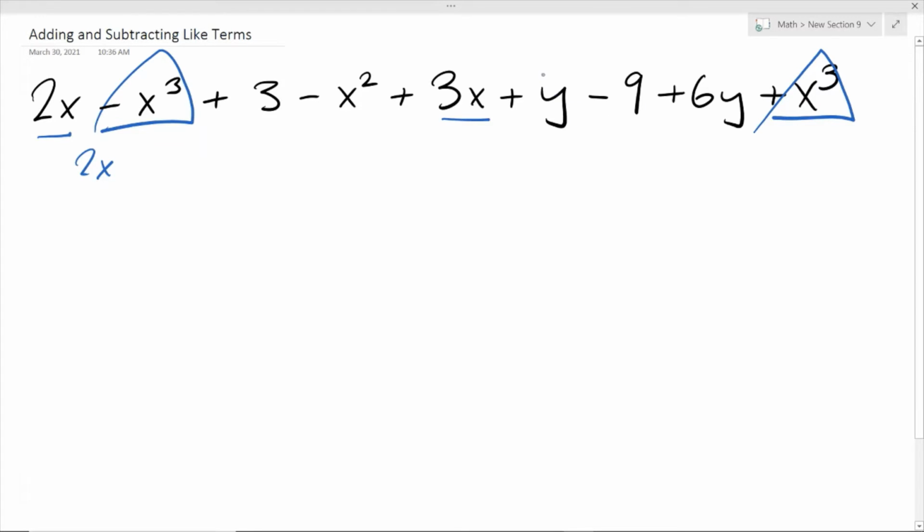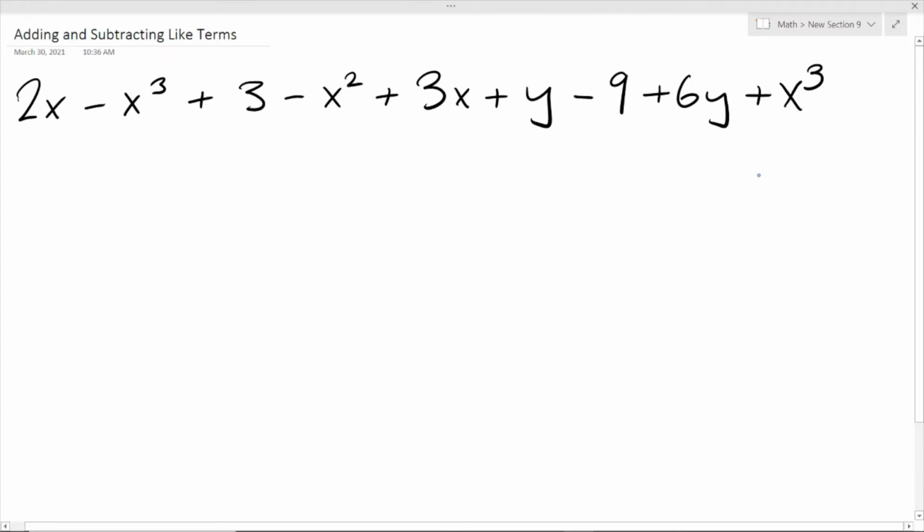Same for y and positive 6y. These are also like terms. And the constants are also like terms too. So these have no variables. This has no variable. So these are also like terms as well.